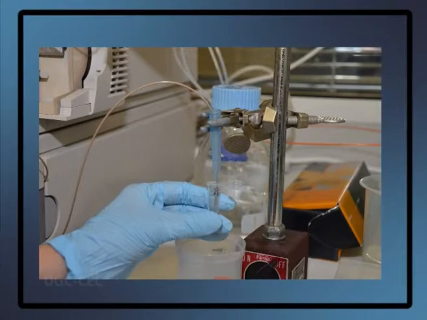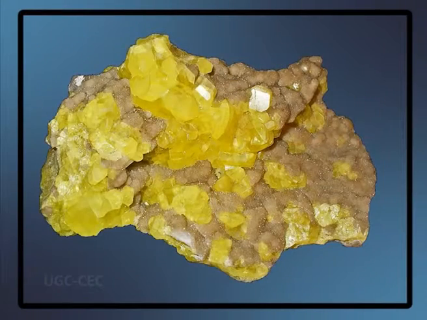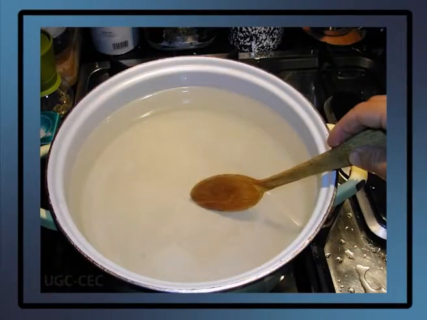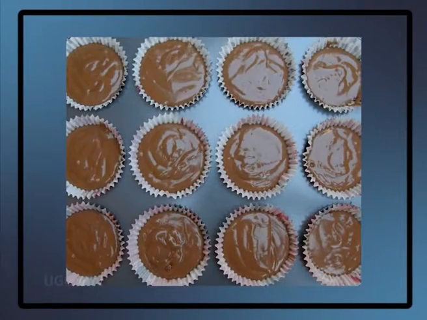Introduction. Hello students. In this episode, we are going to study various separation techniques. Separation techniques are used on mixtures which can be either heterogeneous or homogeneous.